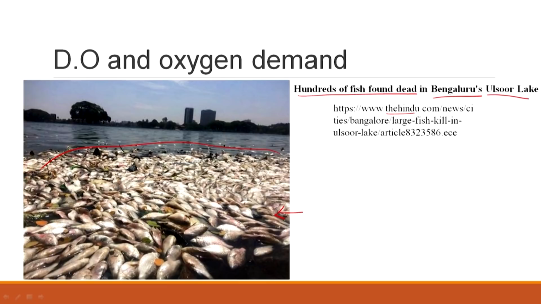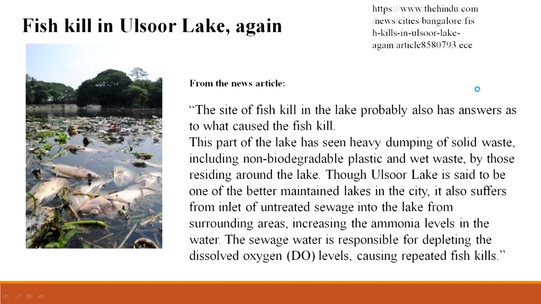Other than them, or the dead fish polluting the water, dead fish typically indicate an underlying issue. Typically it is because of dissolved oxygen fluctuations, especially in the night, or during high temperatures, right. We will look at that later. Dissolved oxygen, and here we have a fish kill again in Ulsoor Lake.